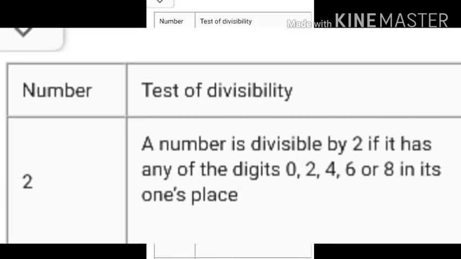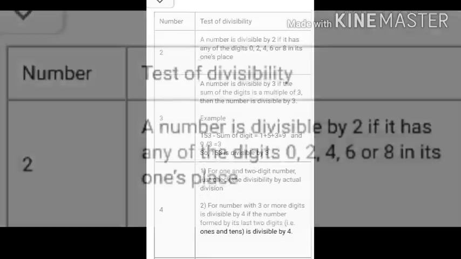The divisibility rule of 2: a number is divisible by 2 if it has 0, 2, 4, 6 or 8 at its ones place. That means even numbers, or the multiples of 2, are in the ones place.